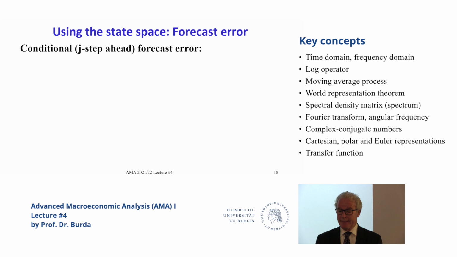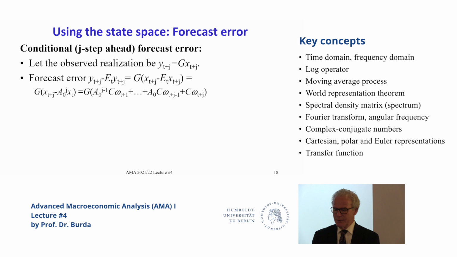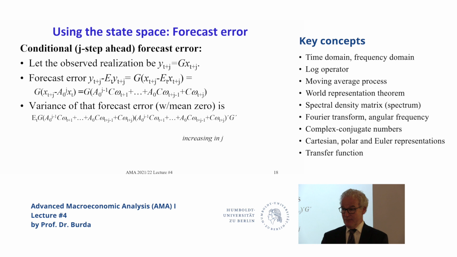Okay, so we can even ask the question, we made a mistake, in J periods we're not going to have the right answer, we're going to have the best possible answer in period T of T plus J. What does the behavior of that error look like? Again, using the transition equation plus the observation equation, we can actually calculate the forecast error, and we can calculate its variance. And the variance will be growing. The farther out in the future, the more likely I'm going to miss some pretty big shocks that will mess up my forecast, okay?